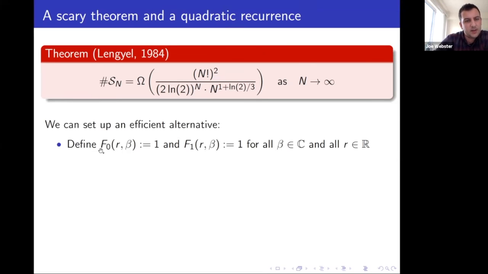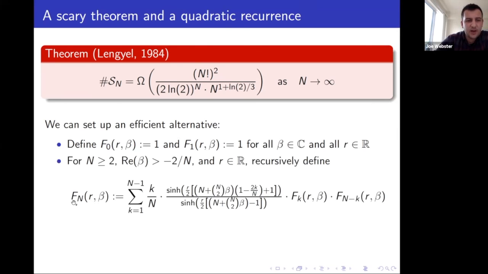What I'm going to do is define two auxiliary functions, f0 and f1. They're going to be identically 1 for all complex beta and all real r. And then recursively, I'm going to define fn for all n at least 2 for real part of beta sufficiently large, and still for all real numbers by this big quadratic recurrence here. So notice we've got fk times fn minus k. There is this big front factor here.